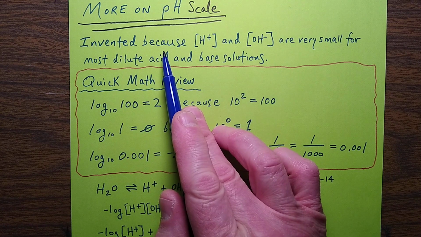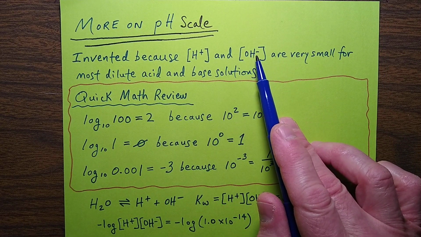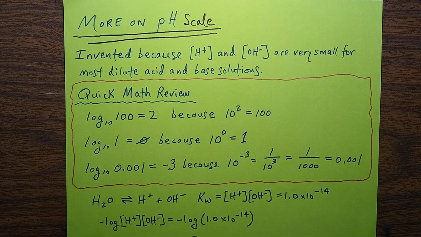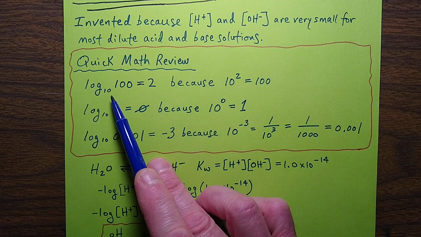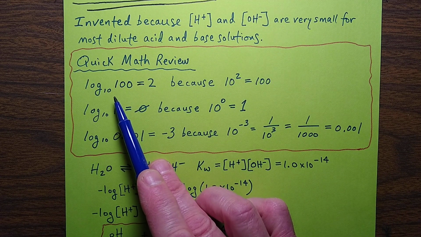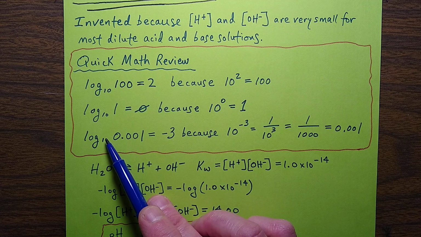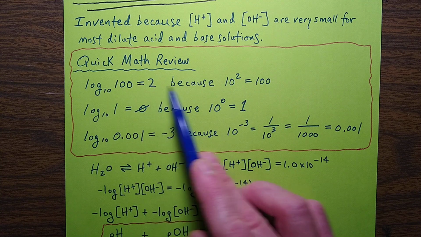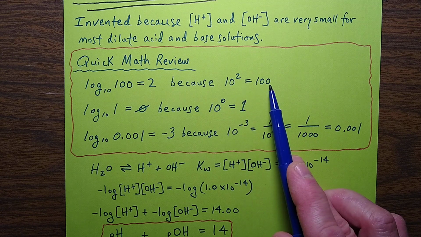So again, the pH scale was invented because proton and hydroxide ion concentrations are really small for most dilute acid and base solutions. So here's a review of what logarithms are. The word log means you're in base 10. You'll sometimes see it written in math books like this with a subscript 10. So the log of 100 base 10 is 2, because the base raised to the second power is 100. 10 times 10 is 100.